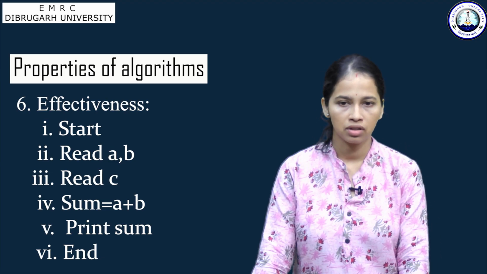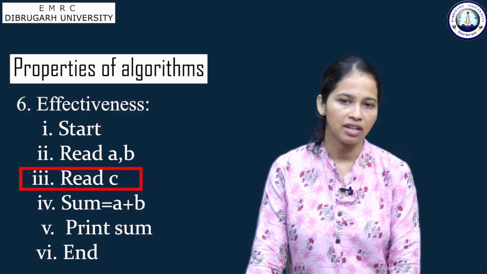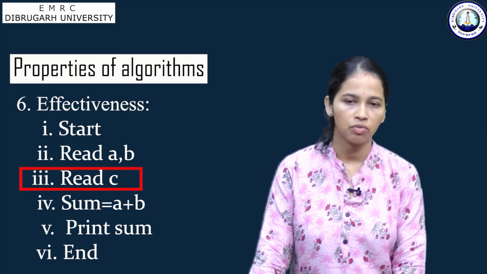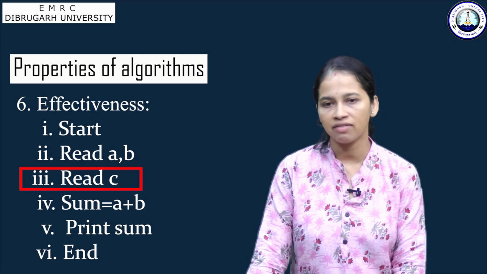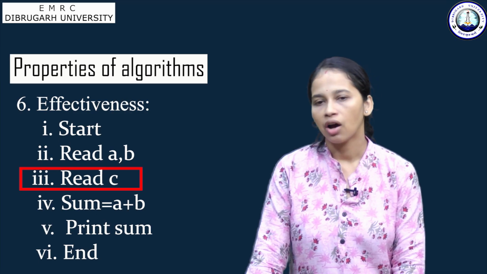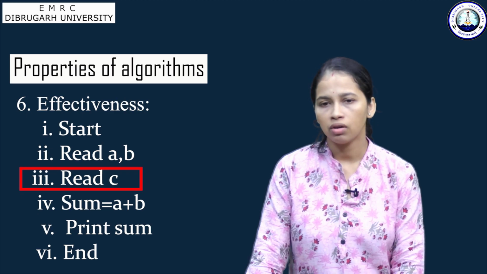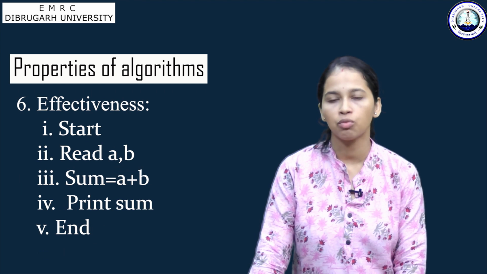So, we have written this algorithm. As you can see in the third line, there is a statement called read C, that means read the value of the variable C, but this particular variable C does not have any effect on the output of the sum of these 2 numbers A and B. So, we have to remove this line, the third line, to make it more effective.